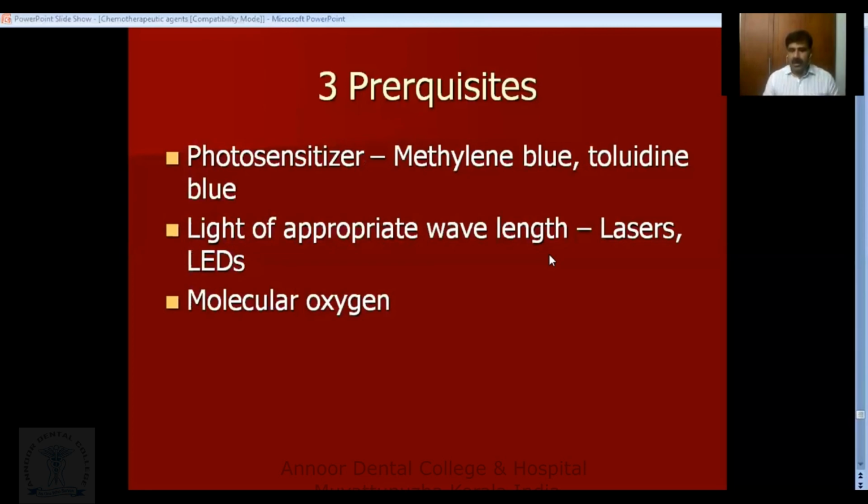What does a photosensitizer do? These microbes, when you place this within the periodontal pocket, take up this photosensitizer. So when you apply the light over there, the sensitizer gets activated. They will produce oxygen species. All this should happen in the presence of molecular oxygen. Then only it will result in the formation of reactive oxygen species, mainly singlet oxygen, which will lead to the breakage of the cell wall, which will cause cell death.